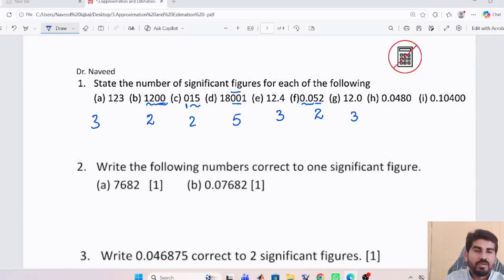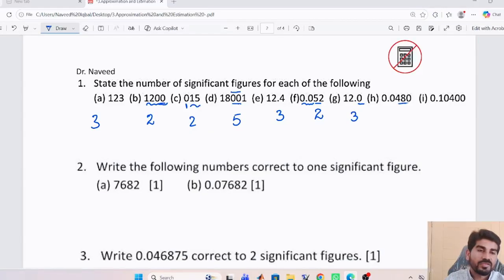We know the relation between significant figures and accuracy. More significant figures means a more accurate value. Fewer significant figures means a less accurate value. So 12.0 will have 3 significant figures because this zero after the non-zero number, according to rule 4, will be significant. So there will be 3 significant figures.